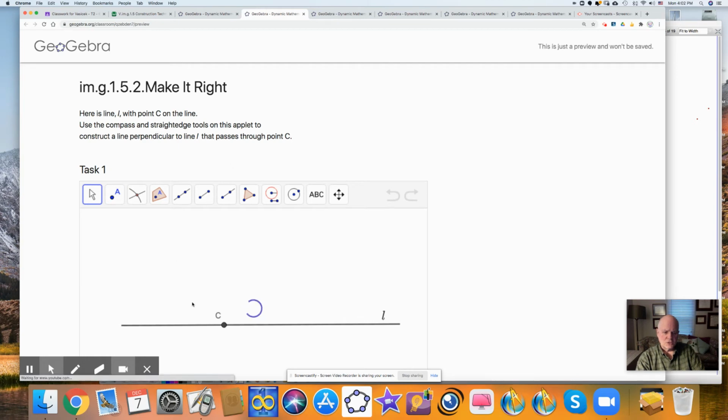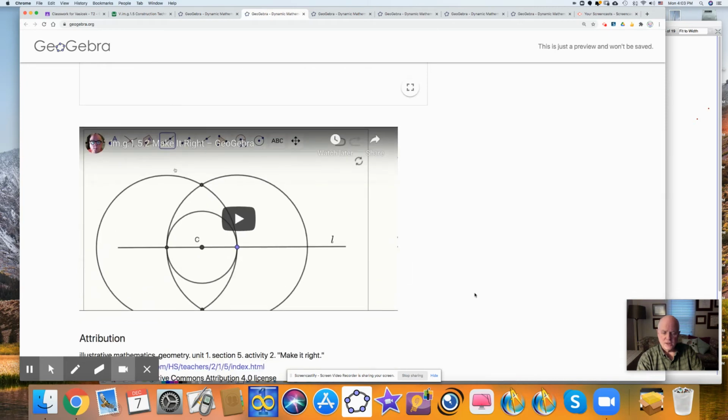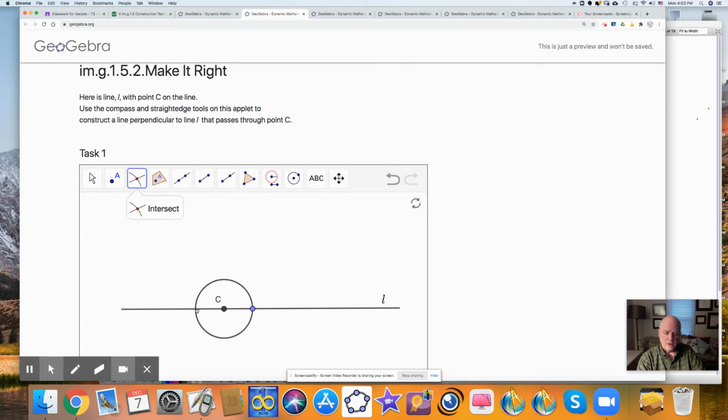So here's a line, the point C on the line. You're supposed to use the straightedge tools up here to construct a line perpendicular to this line that goes through point C. And I do leave you a video of how to do that here. What is important to know is that I need 2 points that are the same distance from C. There's this point, and there's this point. The most common error is for people to draw a circle like what we've done before.